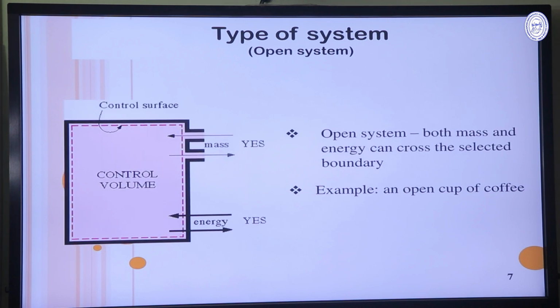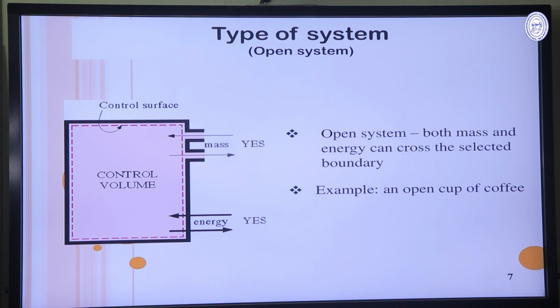Now coming up to the third system, that is the open system. As you can see in the diagram on the left-hand side, open system means it's open to all. So basically what we are considering is that there has to be an exchange process of mass and energy. In an open system there is an exchange and it is allowed. There is a mass exchange as well as an exchange of energy. So we can call a system open if both mass and energy can cross the selected boundary.